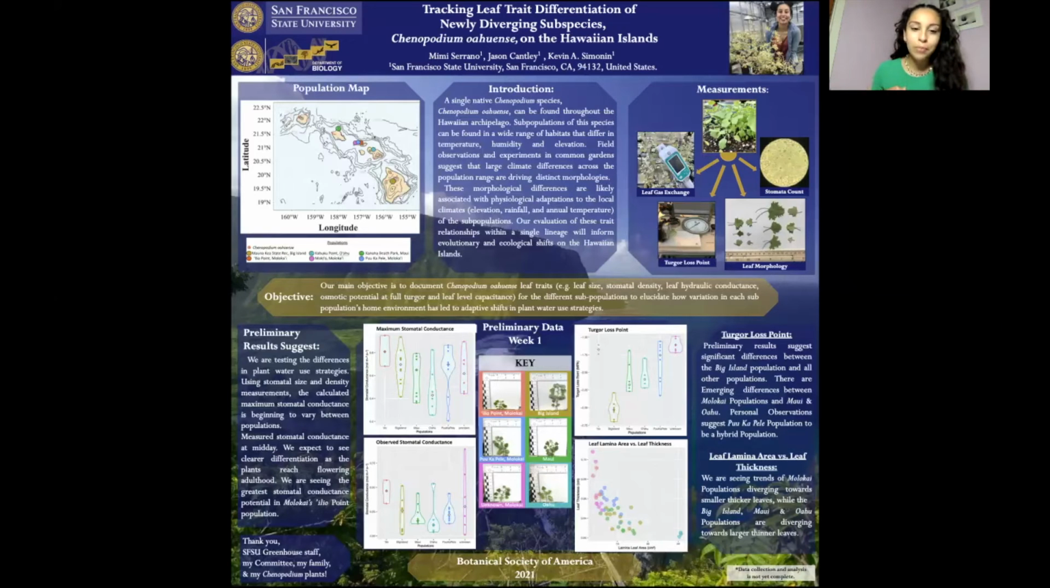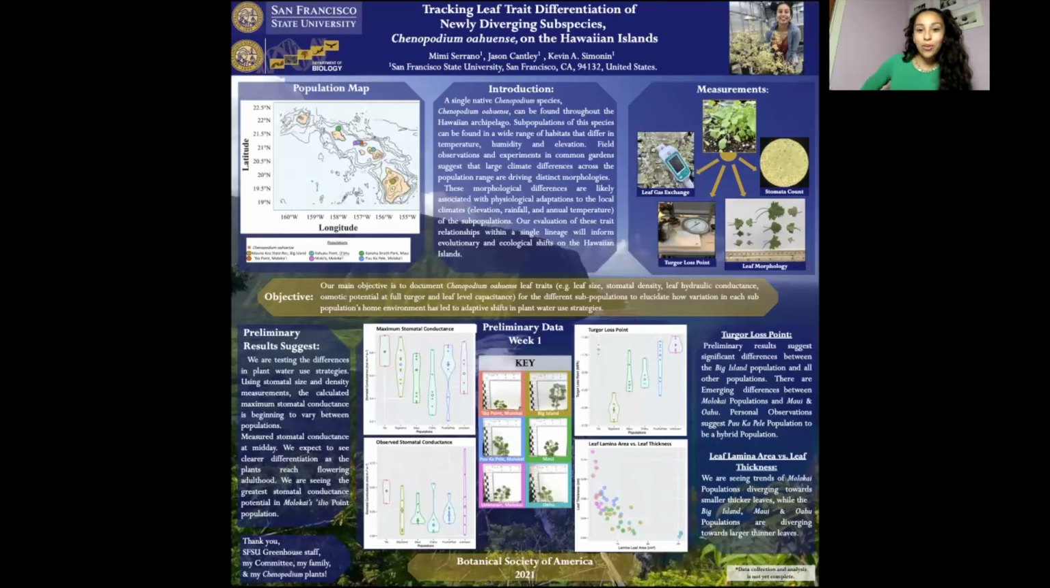of these graphs. In the top left-hand corner, we have maximum stomatal conductance plotted on a violin plot. We calculated this using stomatal density and stomatal size. In the bottom left-hand corner, we have observed stomatal conductance that we physically measured on the most recently matured leaf using that LI-COR 600 porometer that I talked about earlier. Please note that the Elio Point population on the island of Molokai has the highest potential for stomatal conductance.